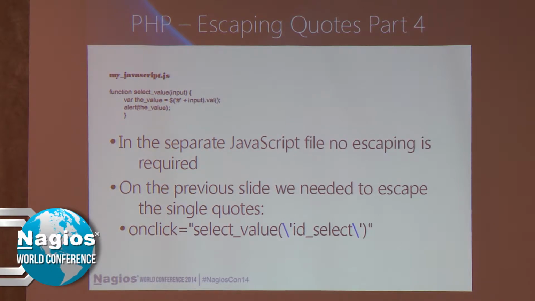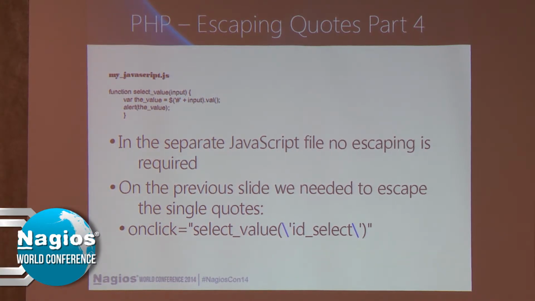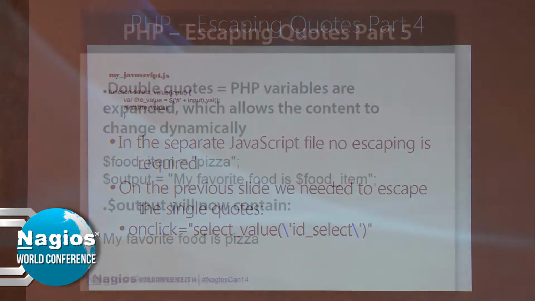In the separate JavaScript file, no escaping is required. So this is a really good reason why we put the JavaScript in a separate file, because you actually see here there's a single quote there and a single quote there, and if that was in the PHP file, then we would have to escape those as well, and it starts to get complicated.